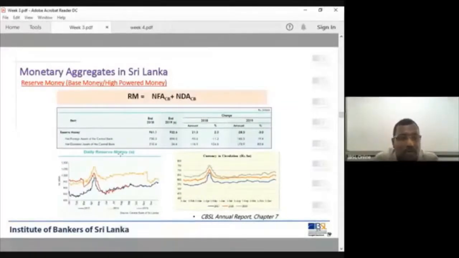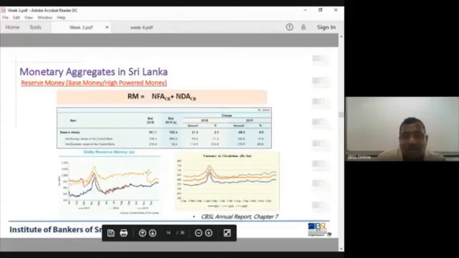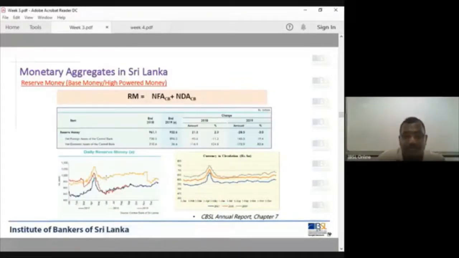So the reserve requirement was reduced last week to 2%. What will happen to this reserve money line? Let's say the top line is 2020. What will happen to that line? Will there be a peak or will there be a drop?